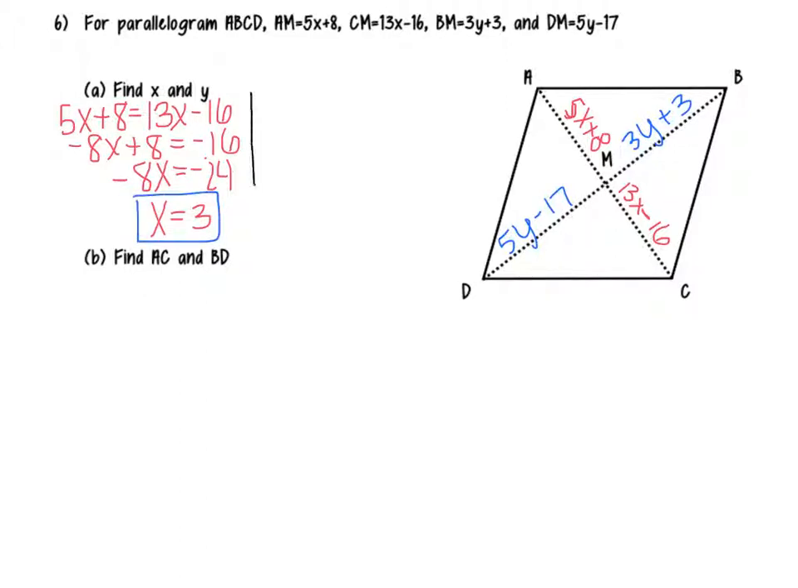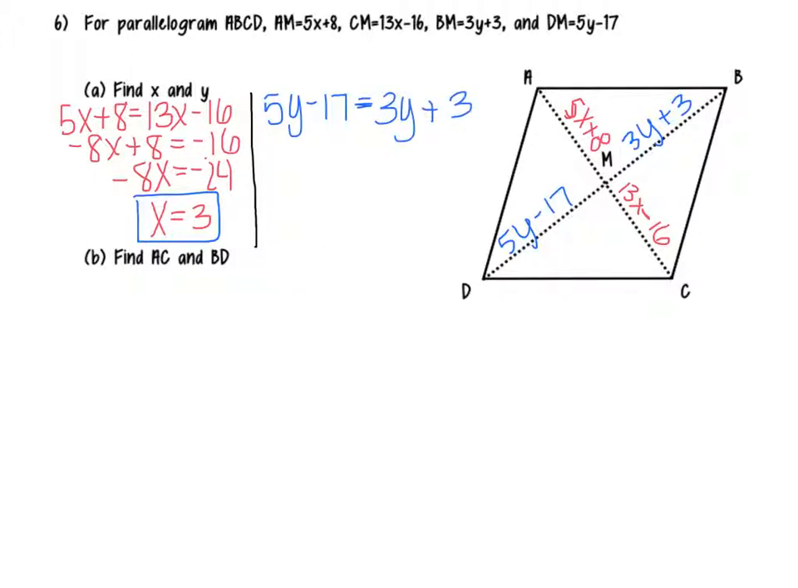All right, so now I'm going to set up the other side doing the exact same thing, but now I am going to use these guys. So I've got 5y minus 17 is equal to 3y plus 3.